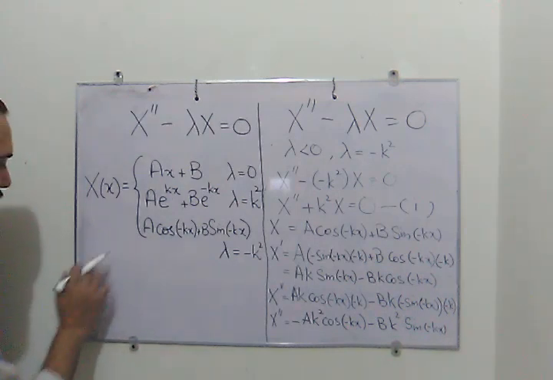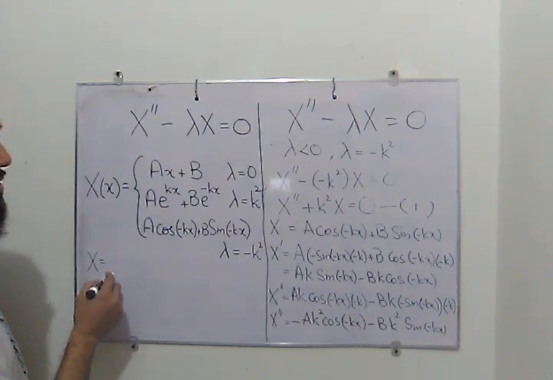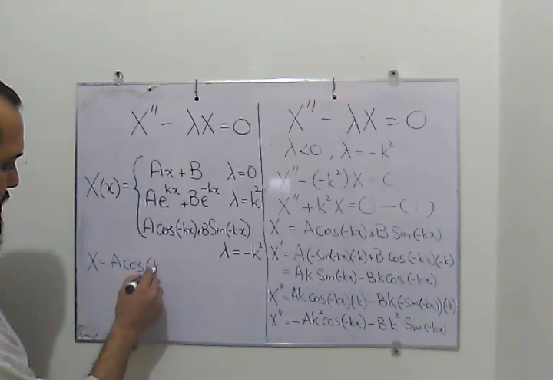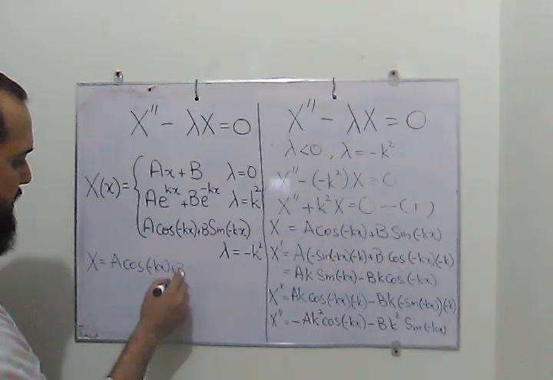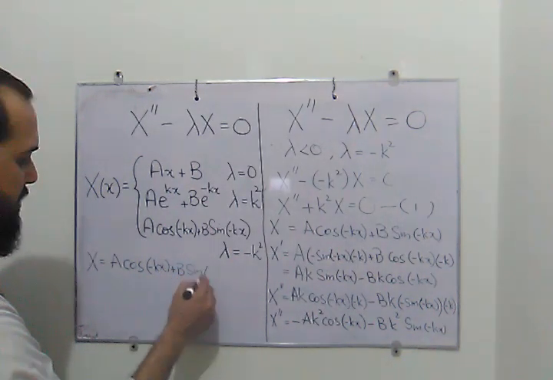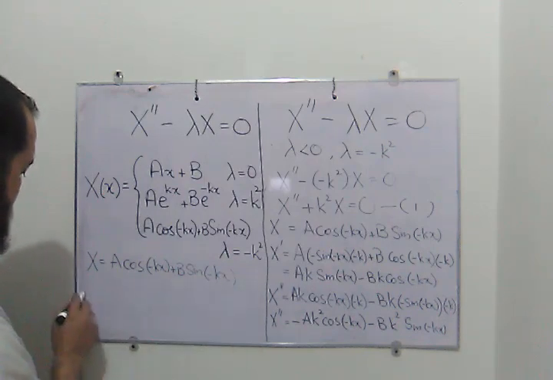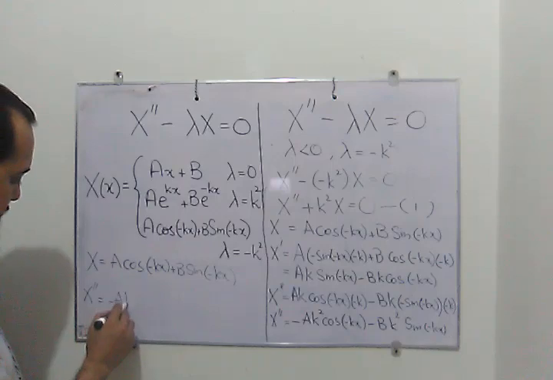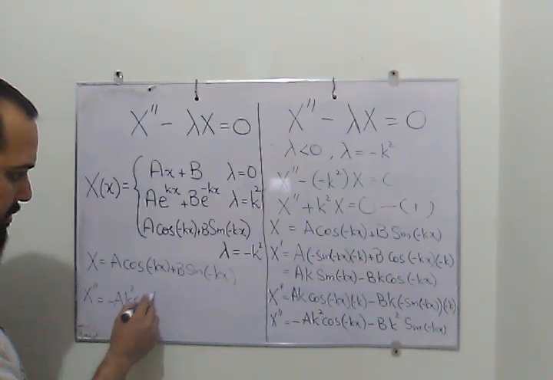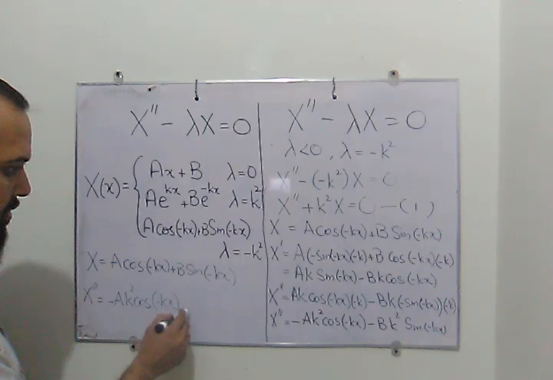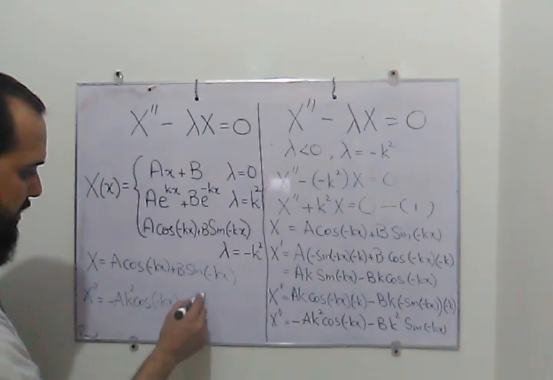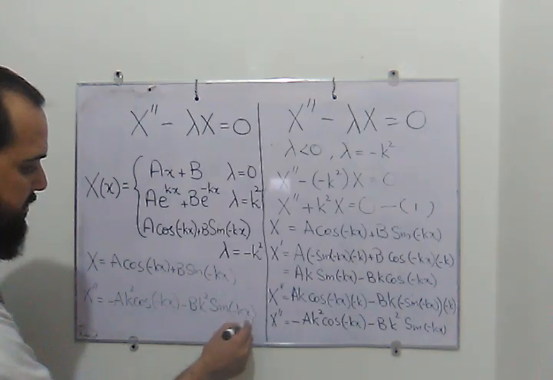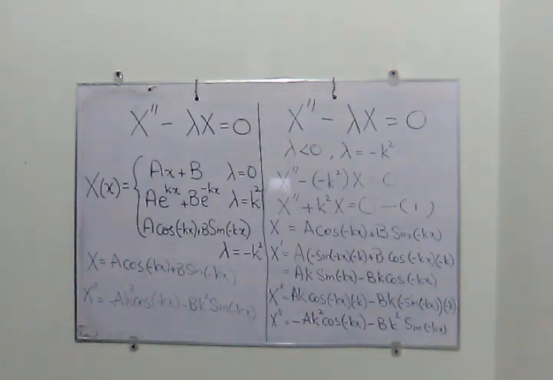Now I write the solutions here. x is equal to a cos kx plus b sine kx. The double derivative has taken the form minus a k square cos kx minus b k square sine kx. Now we can put these values in equation 1.